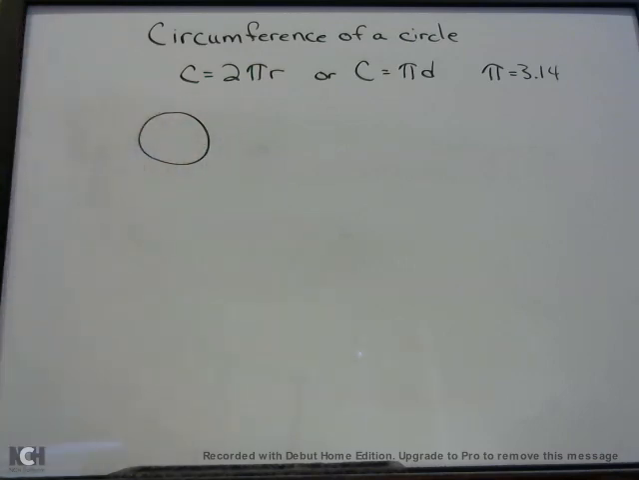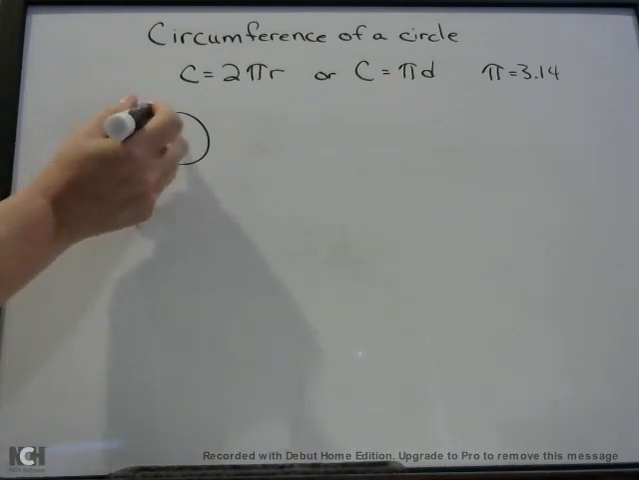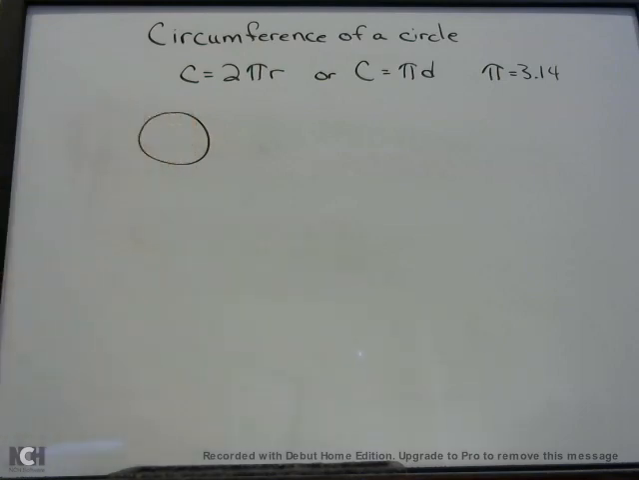So let's say you had a circular garden that you wanted to put a fence around. How much fence would you need? You would measure the distance around that circle. That is what circumference is measuring, the distance around something.